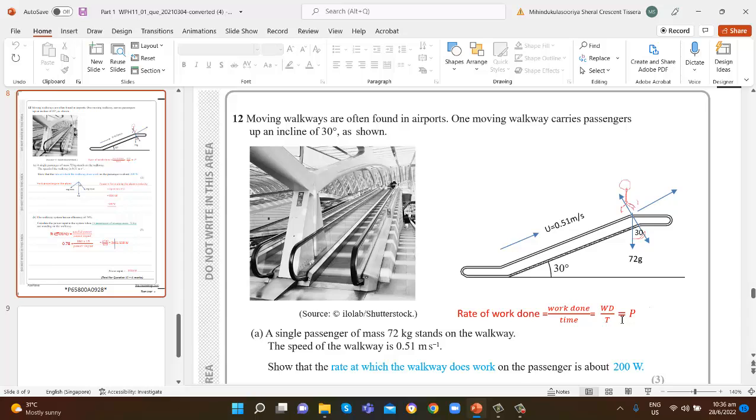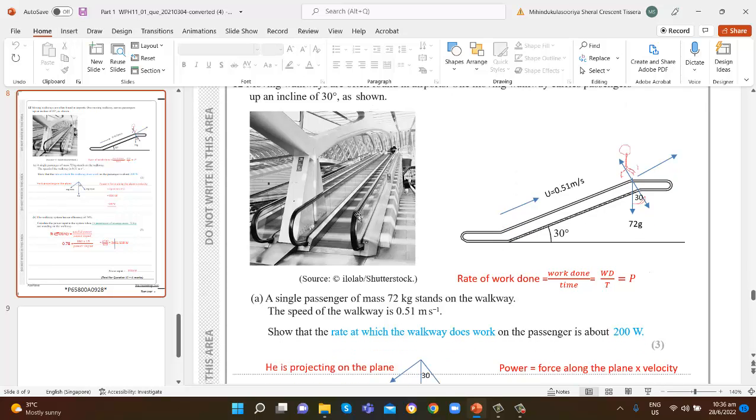Now question number 12. When you see the diagram you will get scared. I am telling you, don't get scared. You just read. It is one of the theories you already know. So now see, moving walkways are often found in airports. They are giving the statement and everything, so why are you bothered about the picture? One moving walkway carries passengers up an incline of 30 degrees as shown.